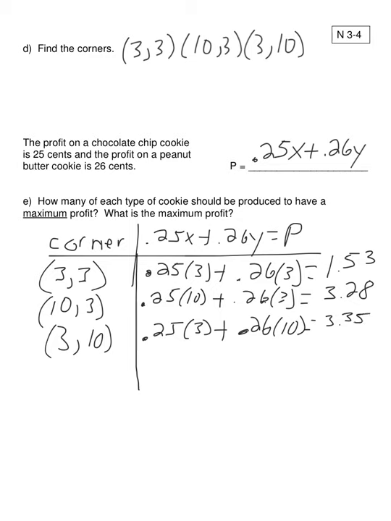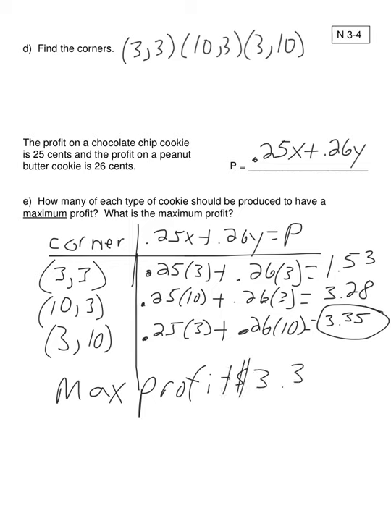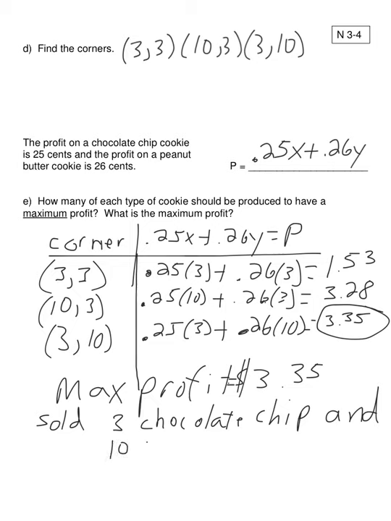Okay, so my maximum profit is $3.35. So max profit, and that occurred when I sold 3 chocolate chip and 10 peanut butter.